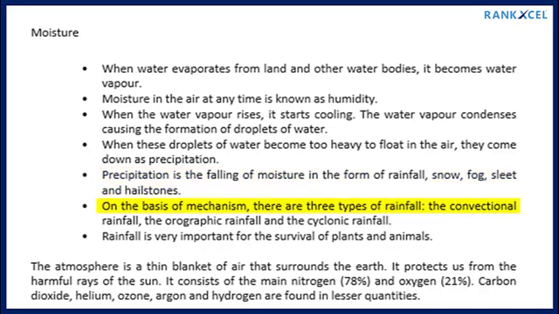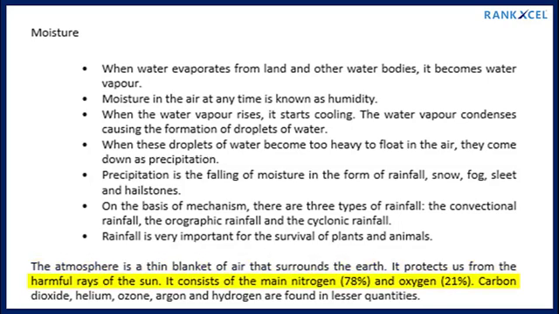On the basis of mechanism, there are 3 types of rainfall: the convectional rainfall, the orographic rainfall and the cyclonic rainfall. Rainfall is very important for the survival of plants and animals. The atmosphere is a thin blanket of air that surrounds the Earth. It protects us from the harmful rays of the sun.